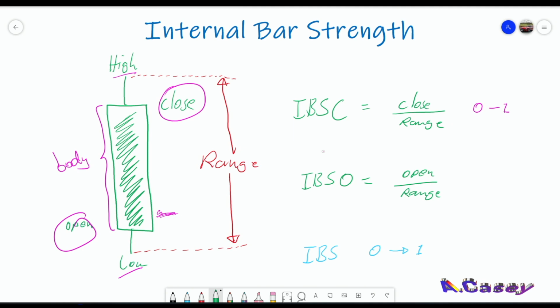Now I added my own thing, where I also measure the open bar strength. Basically, I am measuring where the open sits in the range. So you divide the open by the range, and you get some value between 0 and 1. But why did I do this? Because you can use it in the building blocks. So internal bar strength is a simple concept, but a really powerful concept.